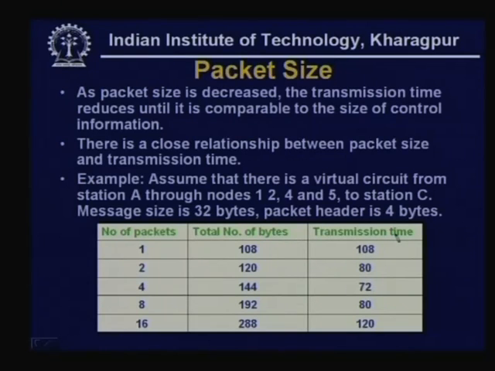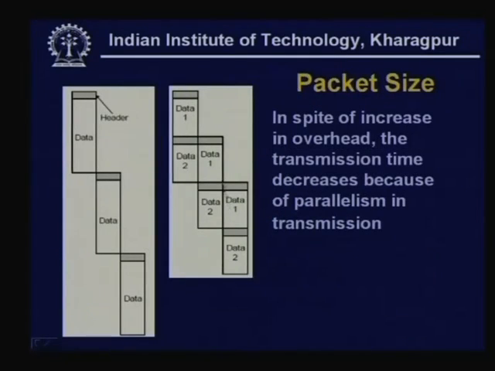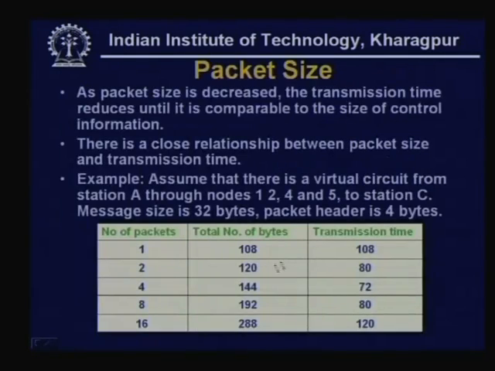Now, let us consider when each message is divided into 2 packets, as shown in this diagram. Here we see each message is divided into 2 packets. This is message 1, this is message 2, this is message 3: message 1 data 1 data 2, message 2 data 1 data 2, message 3 data 1 data 2. Here, the total number of bytes to be transmitted is 120.